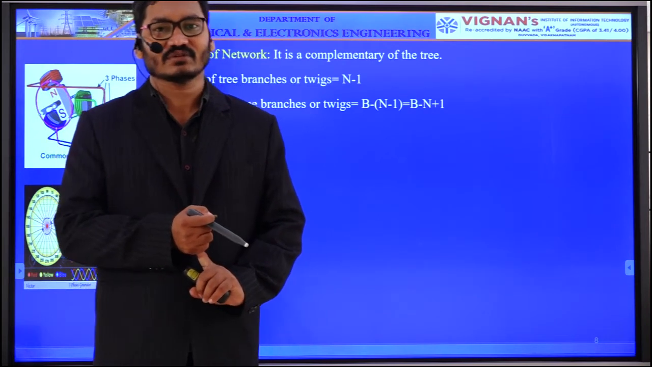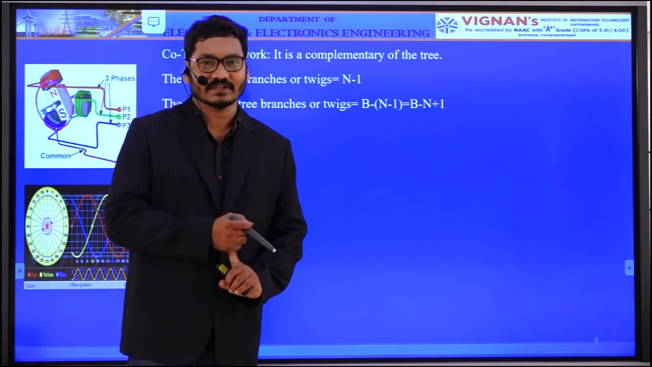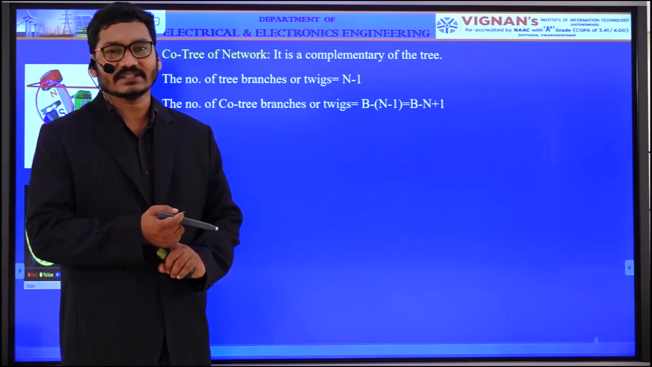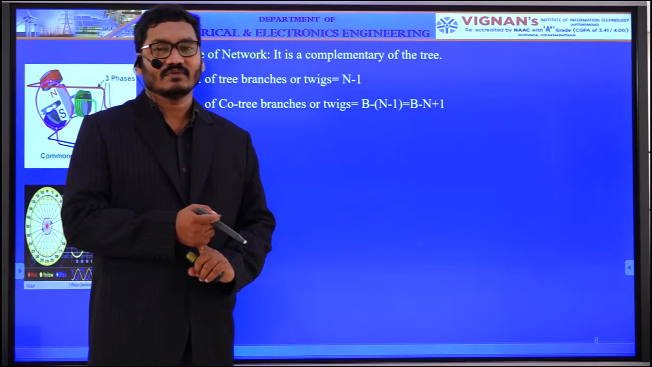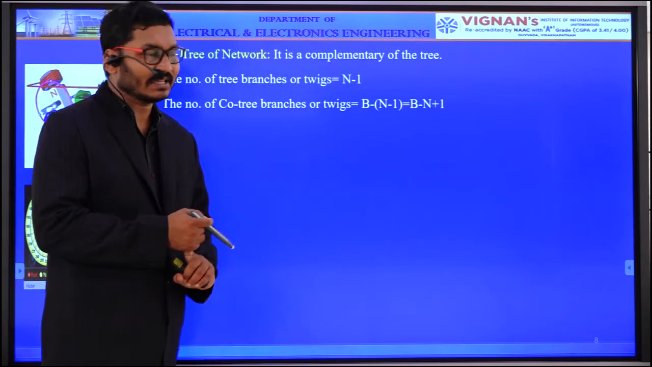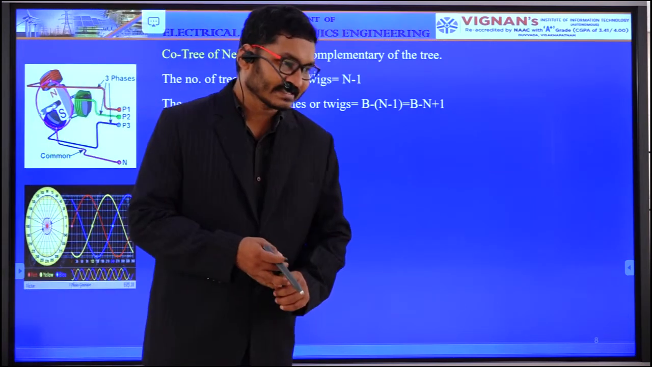Suppose you have 4 nodes in your graph. The number of tree branches equals 4 minus 1, which is 3. It means the number of tree branches equals 3. It is also equal to the number of twigs. Number of tree branches we will call twigs. Similarly, the links: the remaining branches we will call links or chords.